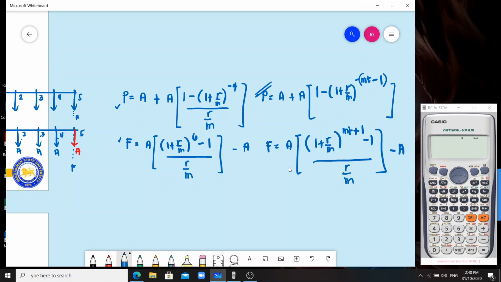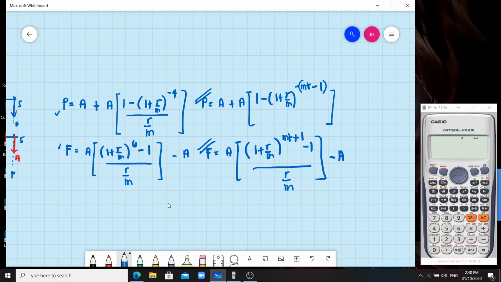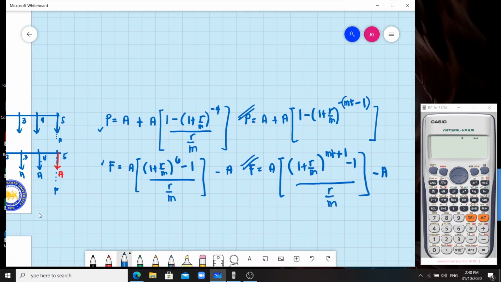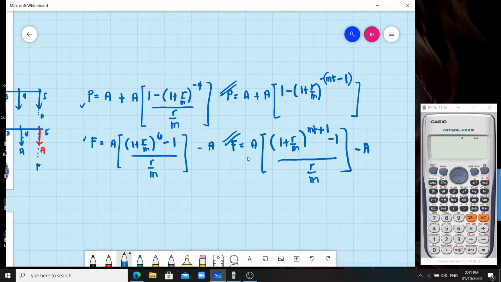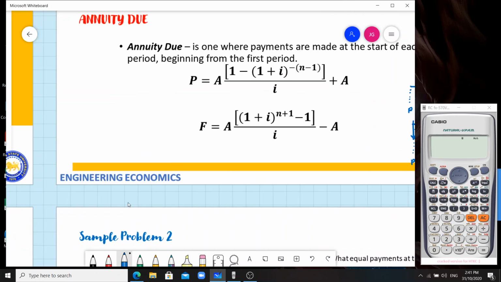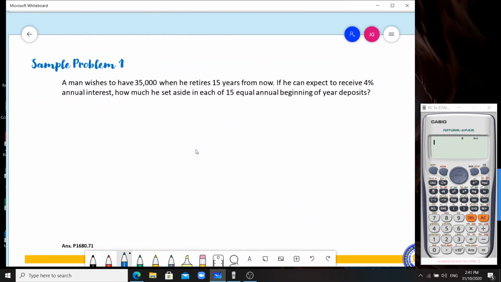Ayan. So, ang ginawa lang natin guys, para hindi masyadong mag-memorize, pinaintindi ko lang sa inyo kung paano natin siya isosolve na ang basis natin is ordinary annuity pa din. Okay? So, kung i-check natin, mt minus 1. And then, mt plus 1. Minus A. So, parehas lang. Okay? So, let us apply that in sample number 1.